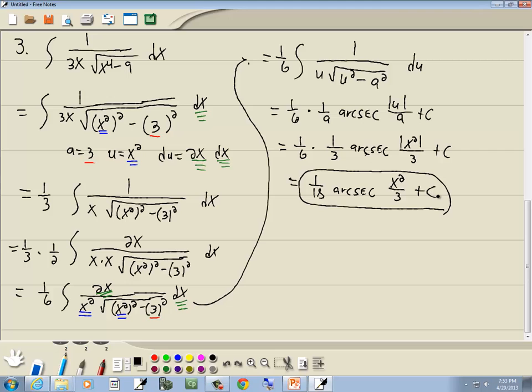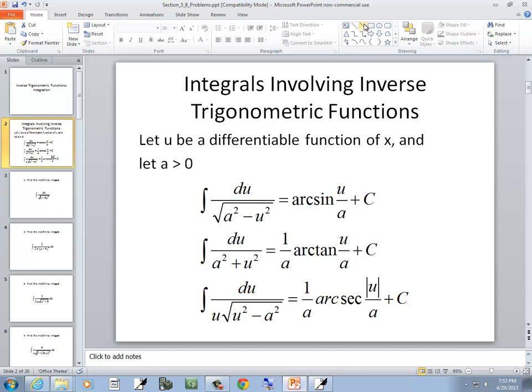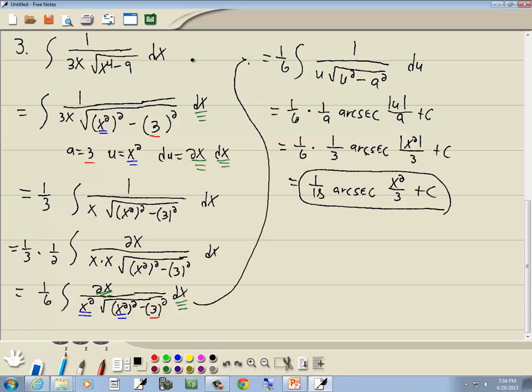And that's our answer. Let me go ahead and save this page. Inverse trig functions integration.